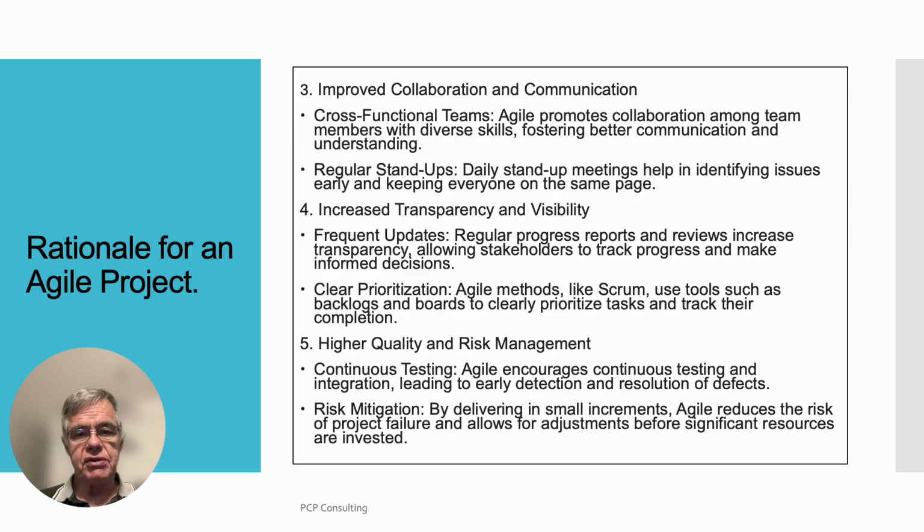Increased transparency and visibility. Frequent updates, regular progress reports and reviews increase transparency, allowing stakeholders to track progress and make informed decisions. Clear prioritization. Agile methods like Scrum use tools such as backlogs and boards to clearly prioritize tasks and track their completion. Higher quality and risk management.